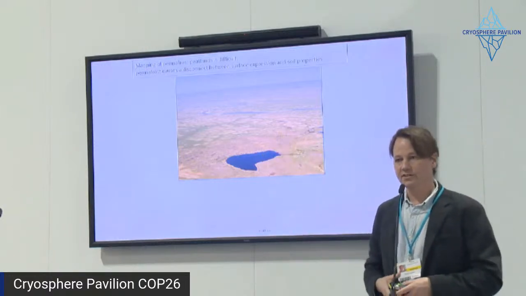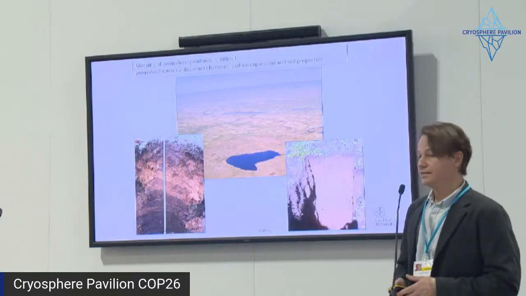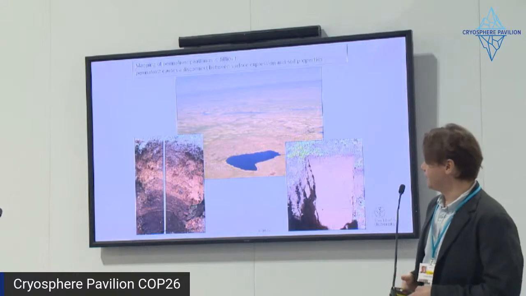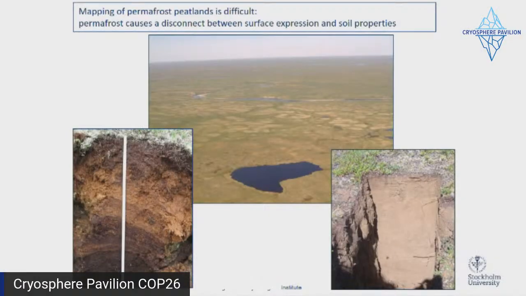These different surfaces are relatively similar, and they actually have the exact same vegetation on top, but some of them are peatlands with 4 meters of frozen peat, and some of them are sandy soils with almost no carbon in it whatsoever. But for us, from a satellite image, they look exactly the same. So they are really difficult to map.